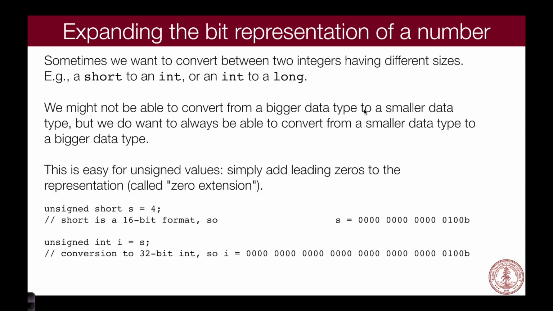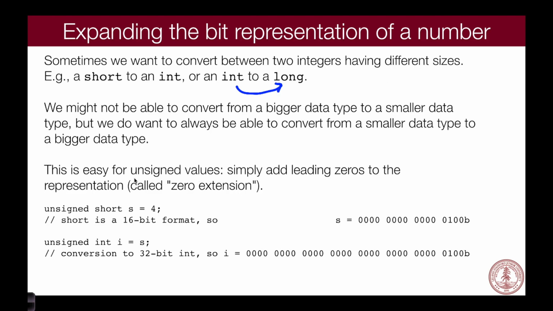Okay, let's say we are doing some more casting here. Let's say we want to convert between two integers having different sizes. In other words, let's say we want to convert a short to an int or an int to a long. Well, first things first, if you go from a long to an int, you might lose some information. Why might you lose some information? Because you can't fit all the longs into the range of all the ints. It just doesn't make any sense. There are long numbers that are bigger than we can fit in an int, so we're going to lose some information there. You can always, however, go from a smaller type to a bigger type, and let's see how that actually happens.